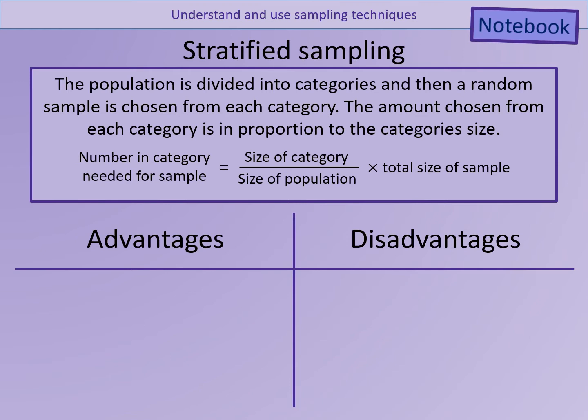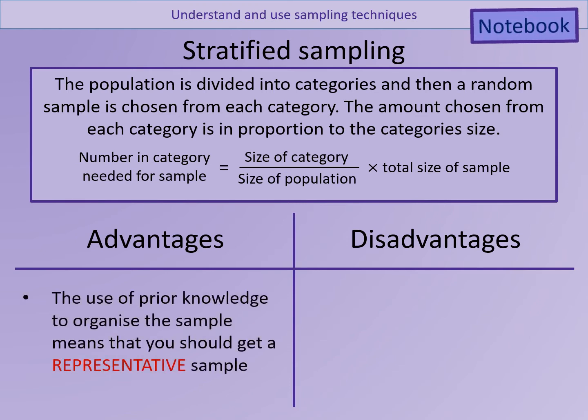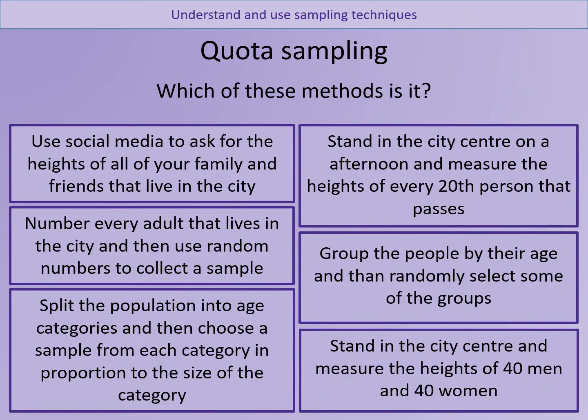Again, as with all of the others, there are advantages and disadvantages of this method. So the advantages are that the use of prior knowledge to organise the sample means that you should get a representative sample. Disadvantages: it does take a lot of time to set up the sample.